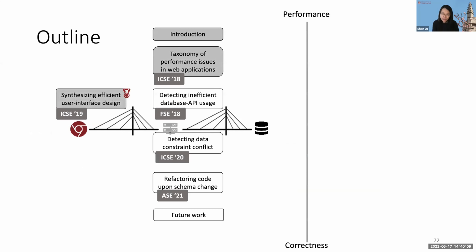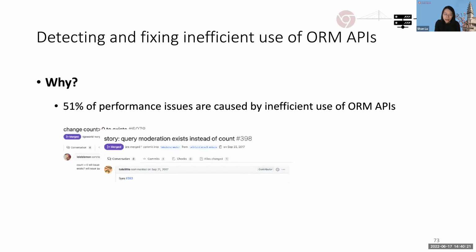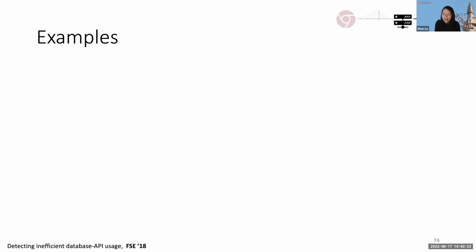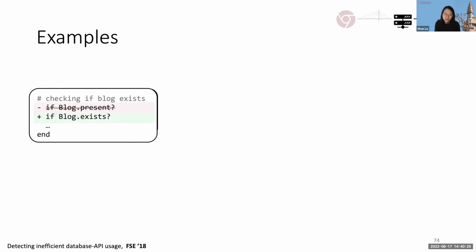Now, let me very quickly go through several other pieces of work. As I mentioned, among the problems we have seen, about half of them are because developers are using ORM APIs in an inefficient way. There are a lot of complaints about it, and I will give you a very quick example. I feel it's a funny example. There was a page that was very slow, and the solution, when you look at the patch, was that they just replaced blog.present with blog.exist.